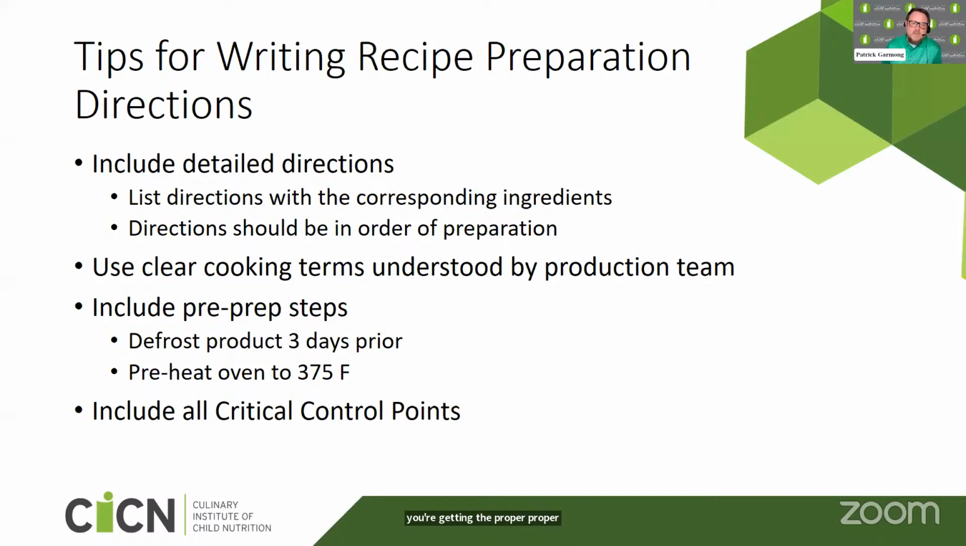product at the end. And then include some pre-preparation steps. If you have bulk chicken that's frozen and it needs to defrost before preparation, add a note in there that we're going to defrost this product 3 days prior under refrigeration, or include steps like preheating the oven or starting your steamer early on if it's a pressure steamer to build up pressure. And then we also want to make sure that we're always including all of our critical control points in the process to ensure food safety.